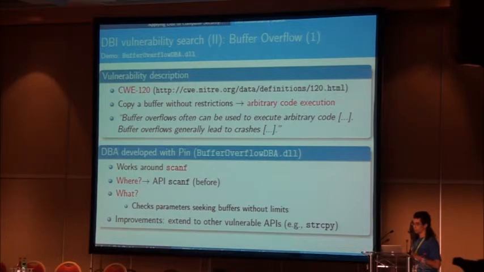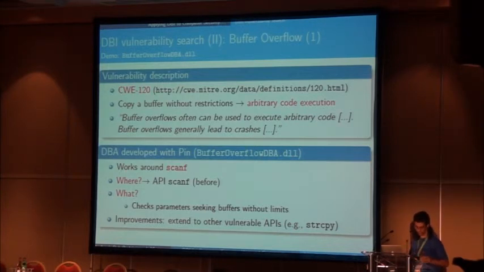So next, I focus now on the typical buffer overflow. It's defined with this number, okay? So you know that if we are copying buffers without taking into account the limits, we can have some arbitrary code execution. You know that, right? So buffer overflows often can be used to execute arbitrary code, and generally lead to crashes, okay?